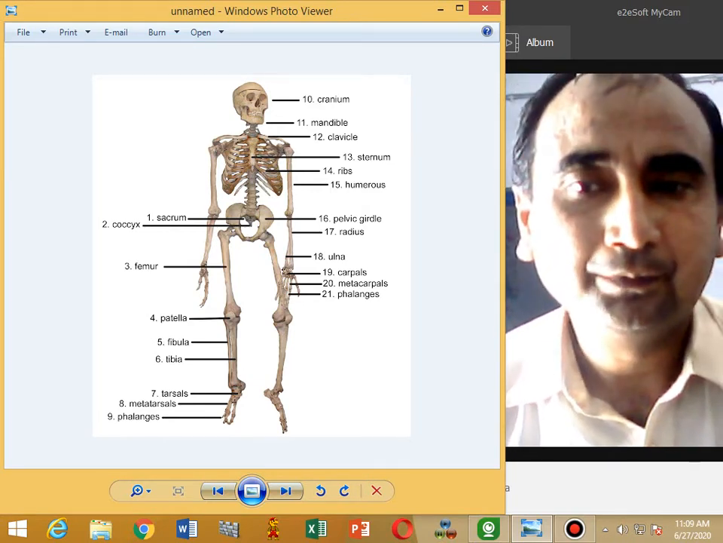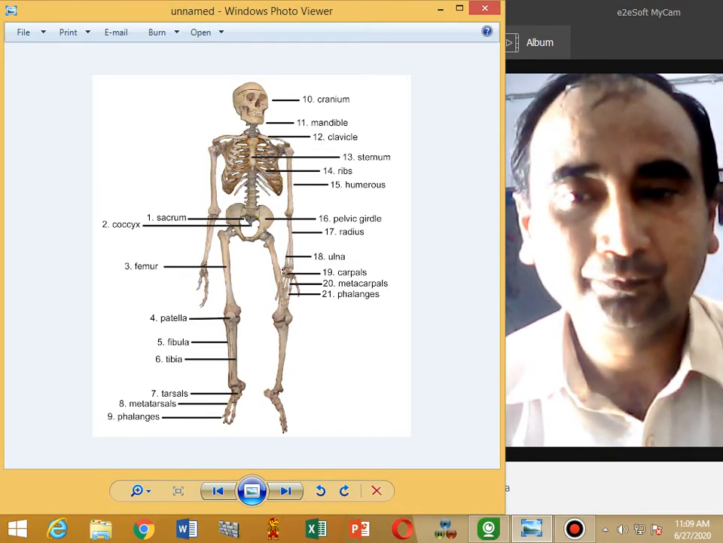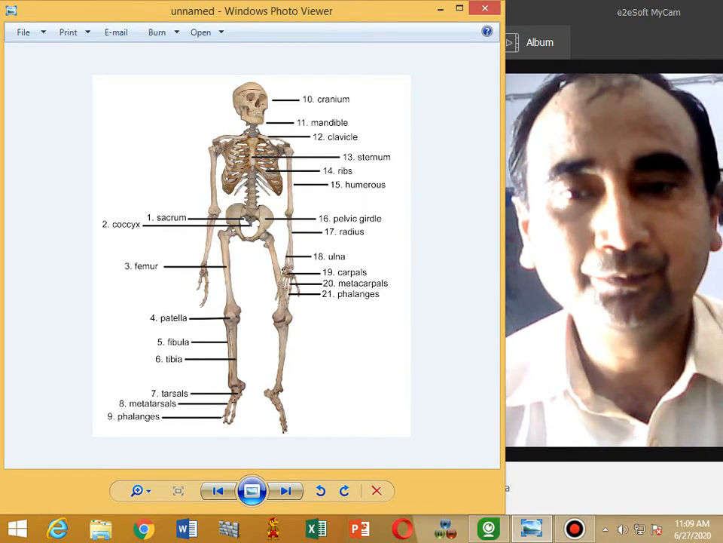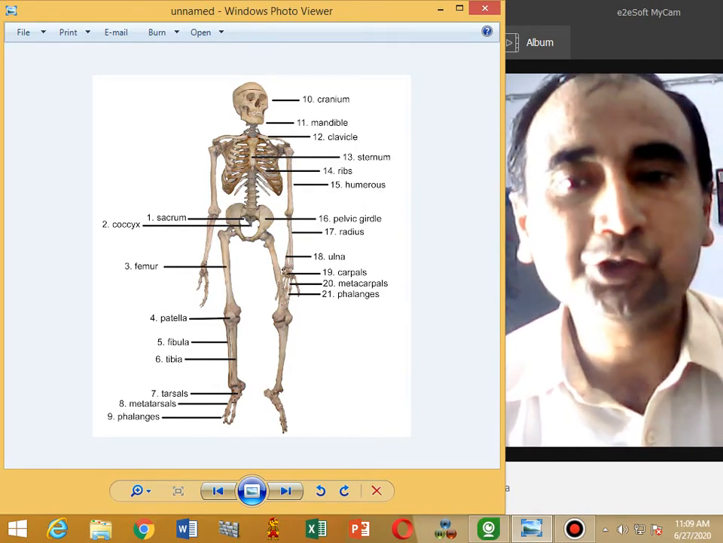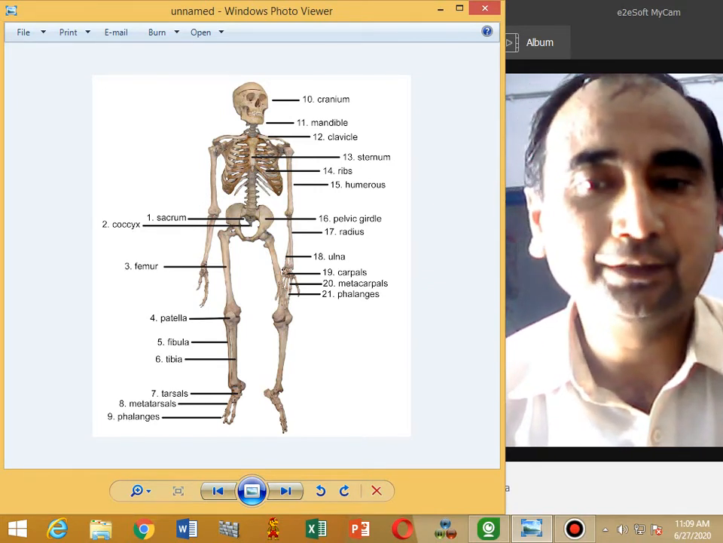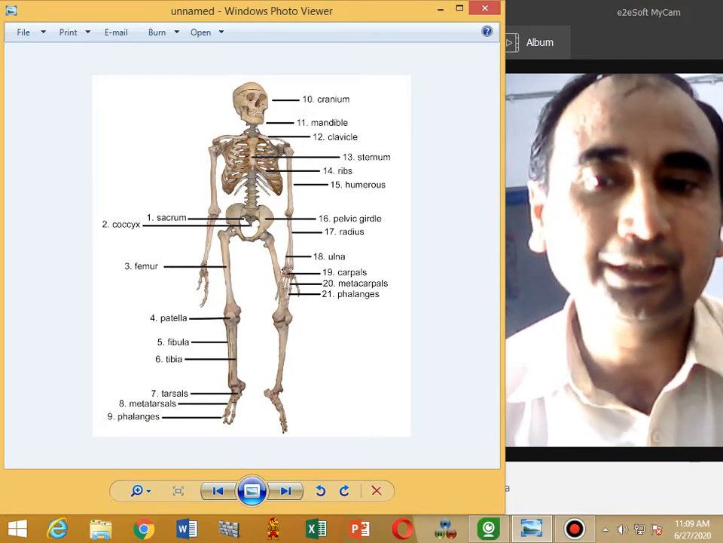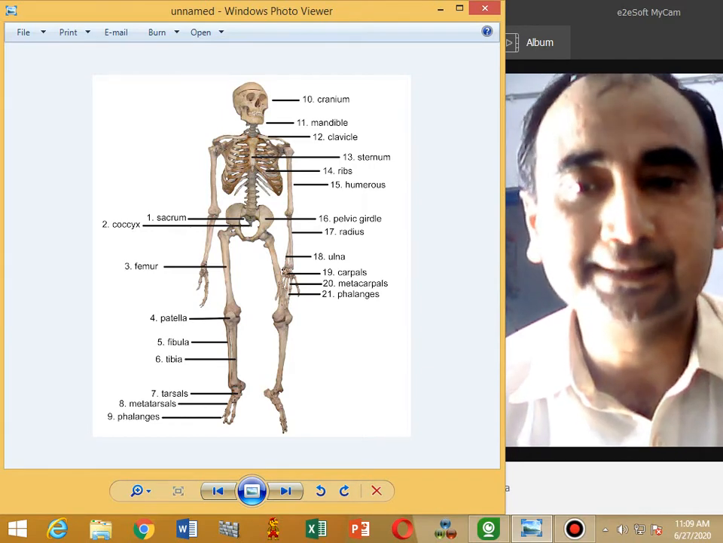The vertebral column extends from the skull to the pelvic region. It consists of vertebrae. There are 33 vertebrae in the vertebral column. They are named according to their position. First, there are 7 vertebrae present in the neck. The first two vertebrae of the neck are called atlas and axis.